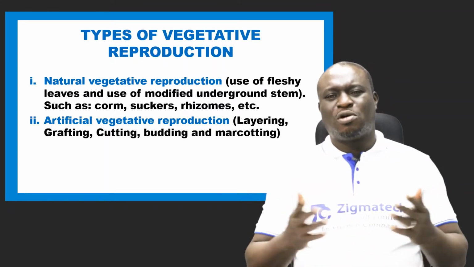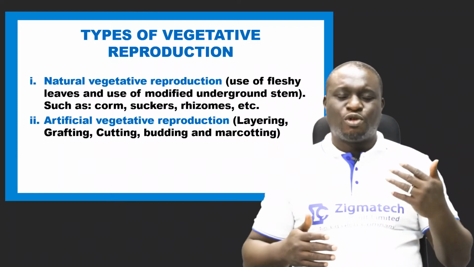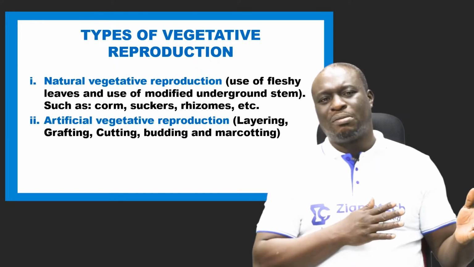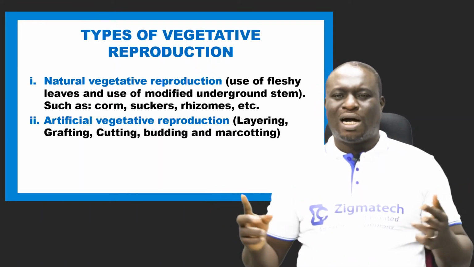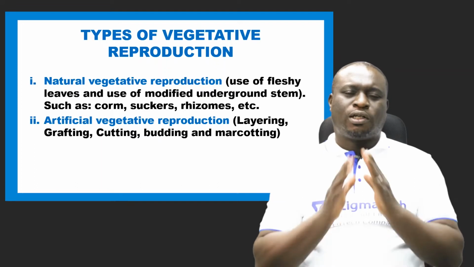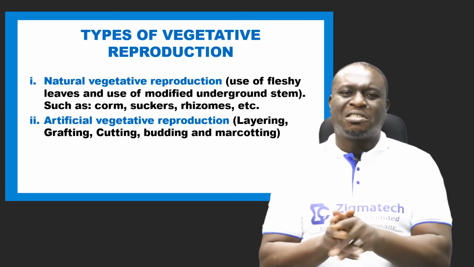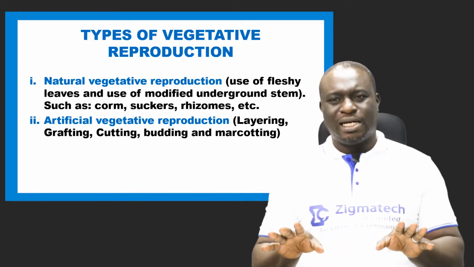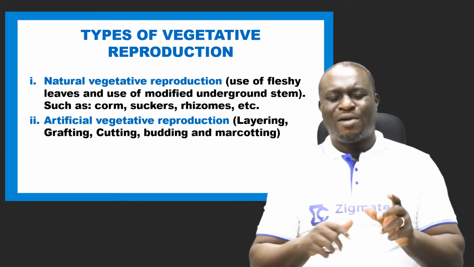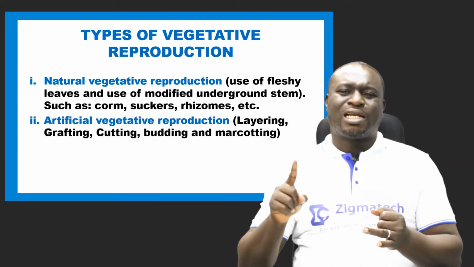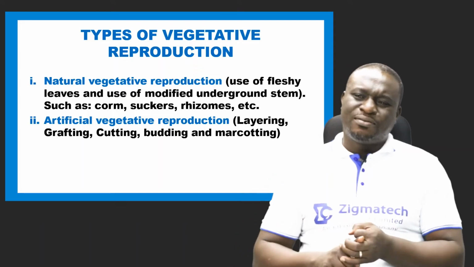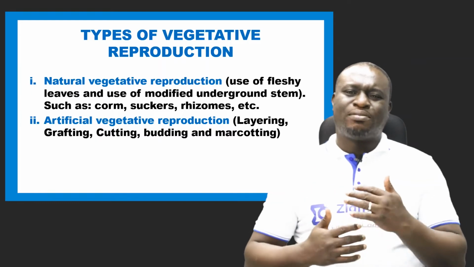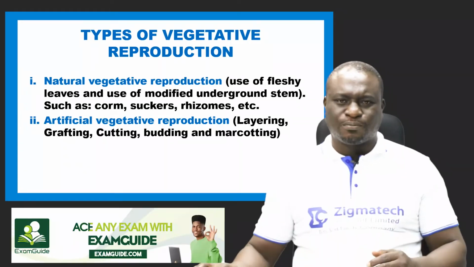Some of the things we use in natural vegetative reproduction include the corm, which includes suckers as it relates to banana or plantain. We also have rhizomes and so on. But in terms of artificial vegetative reproduction, which is of great interest and which you can also see in agricultural science, we have examples like layering, grafting, cutting, marcotting and so on. These are different types of artificial vegetative reproduction.